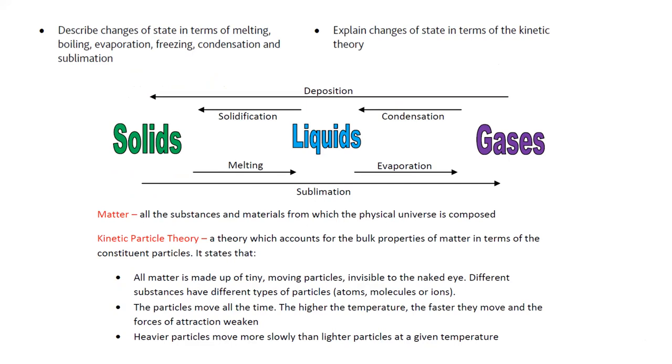So first thing, according to the kinetic particle theory, all matter is made up of tiny particles. These particles can be atoms, molecules, or ions. And these particles are moving all the time. At a higher temperature, the particles move faster. So if we increase the temperature, the particles will move much faster.